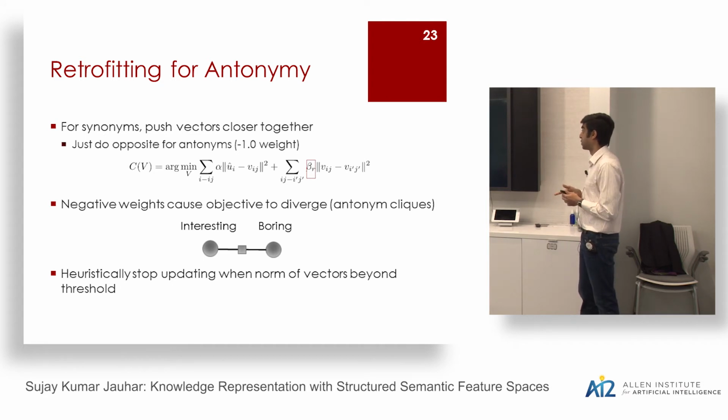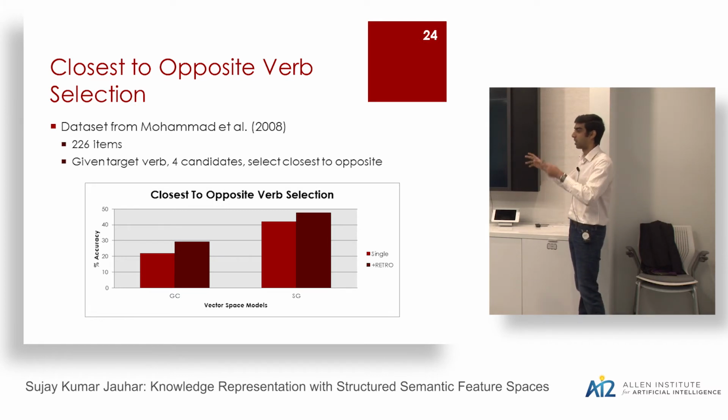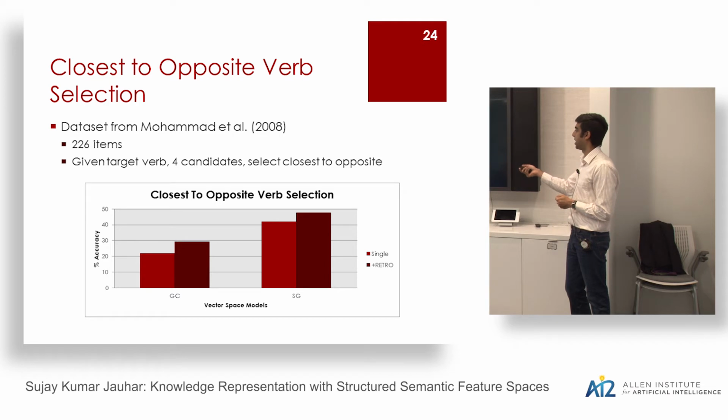And that sort of works because when we evaluate on closest to opposite verb selection, which is basically a task a lot like synonym selection, except you are trying to pick the word which is most opposite to a particular verb, we get a nice boost in numbers as opposed to if you had a single sense baseline.